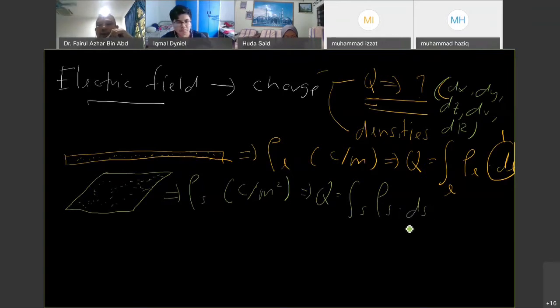So again, ds will be determined by which type of coordinate system you are using.